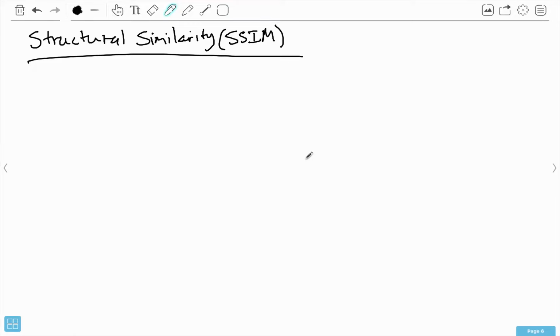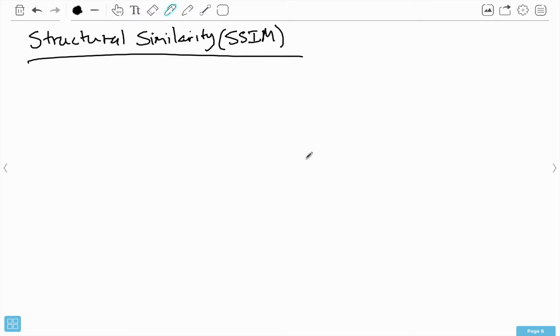Hello everybody, my name is Mohammed Deshpande, and in this video I want to discuss a different approach to image similarity called structural similarity. Mean squared error is a really good measure of error difference, but the issue with mean squared error is that it looks at each pixel individually and independently.